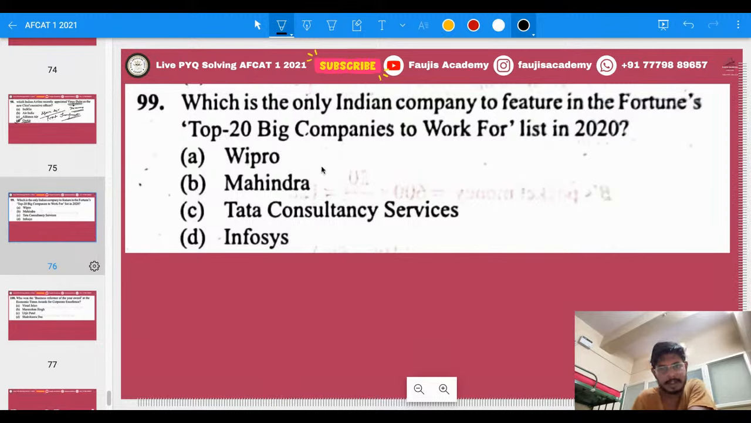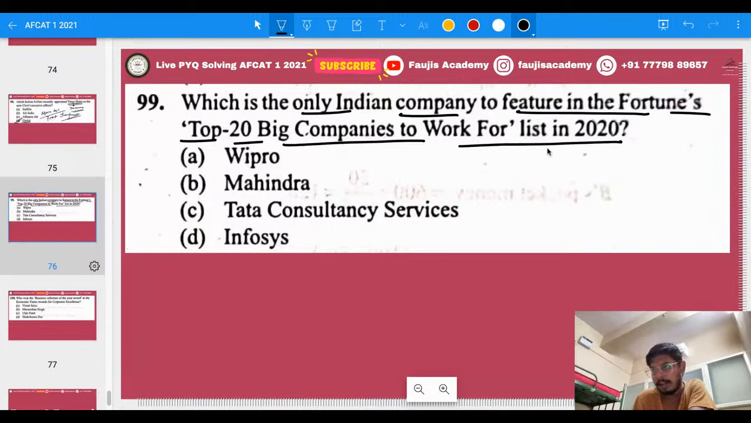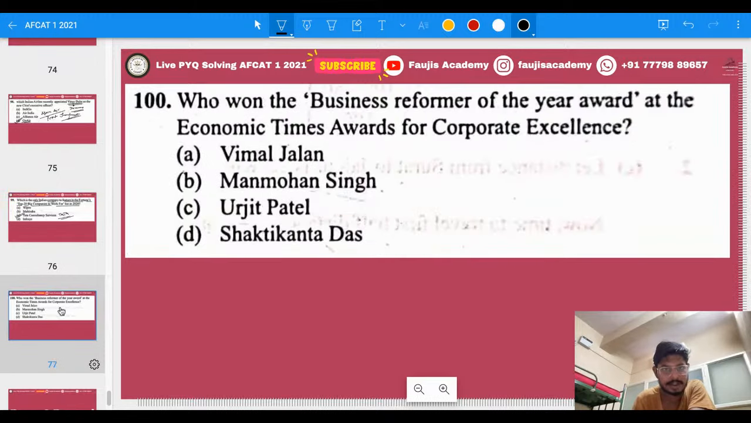Which is the only Indian company to feature in Fortune's top 20 big companies to work for list of 2020? The answer to this is Tata's. Yes, absolutely, Tata, TCS. Tata Consultancy Services is the answer to this question.